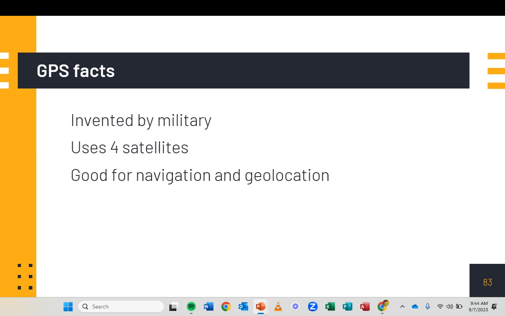So here are some GPS facts. I don't know if you need to write this down, but it was invented by the military and it came in very handy. It still comes in very handy. If you're out in the middle of the desert and there are no landmarks, then you need to find your way around. GPS is pretty essential, especially if you're in a country that you personally are not familiar with. It does use 4 satellites. And it's good for navigation and geolocation.